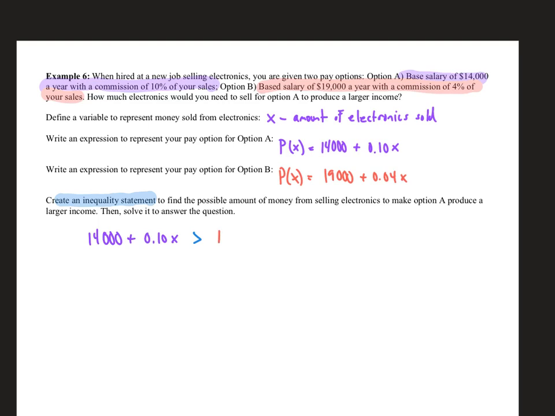So 19,000 plus 4x. We're going to solve this, removing 14,000 to the right. That would give me 0.06x is greater than 5,000. Divide by 0.06.